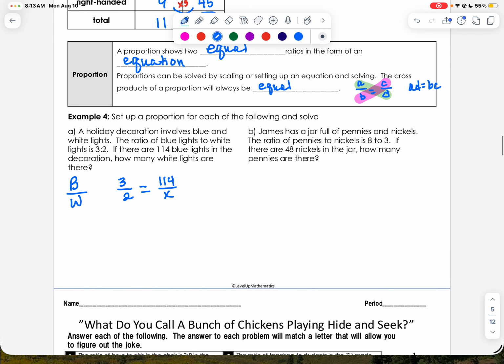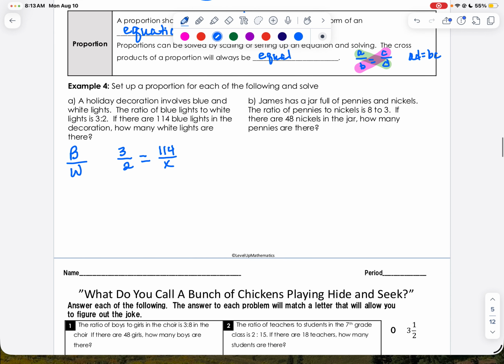Now, remember up here when I said the cross products must be equal? So this cross product, 3 times x, must equal this cross product, which is 2 times 114. So 3 times x is 3x, and 2 times 114 is 228. Now I just need to solve this equation. 3 times what number is 228? So to find that number, I'll just divide both sides by 3.